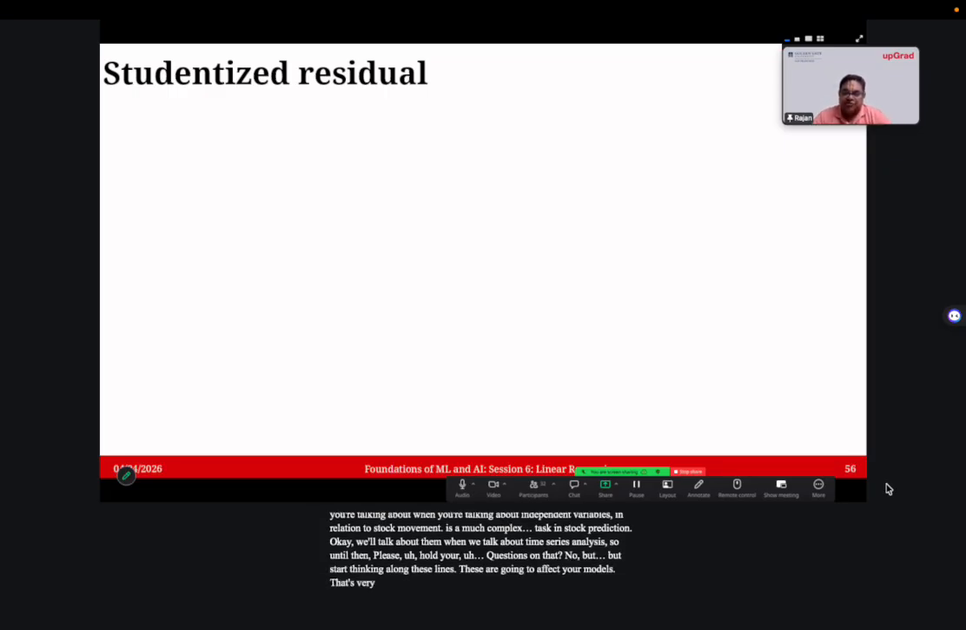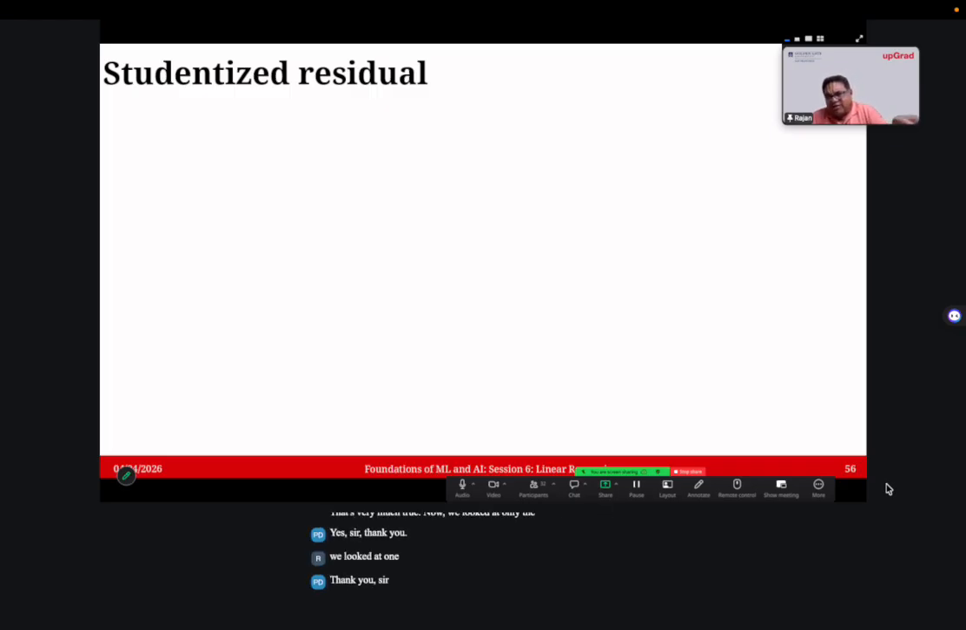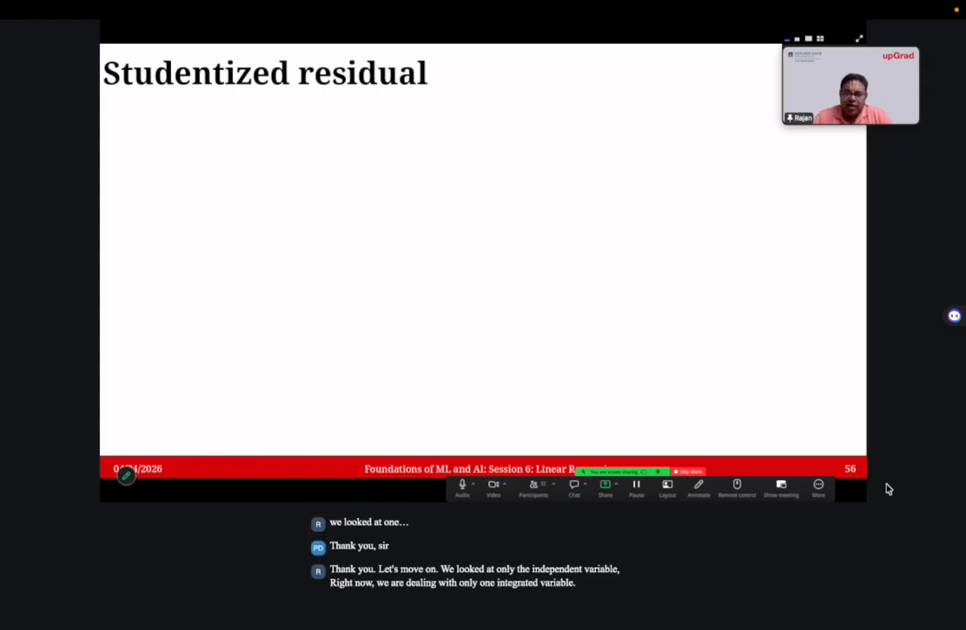That's very much true. Now, we looked at only the independent variable. Right now, we are dealing with only one independent variable. What about the model prediction itself? Can the errors in the model tell us something about a particular data point?